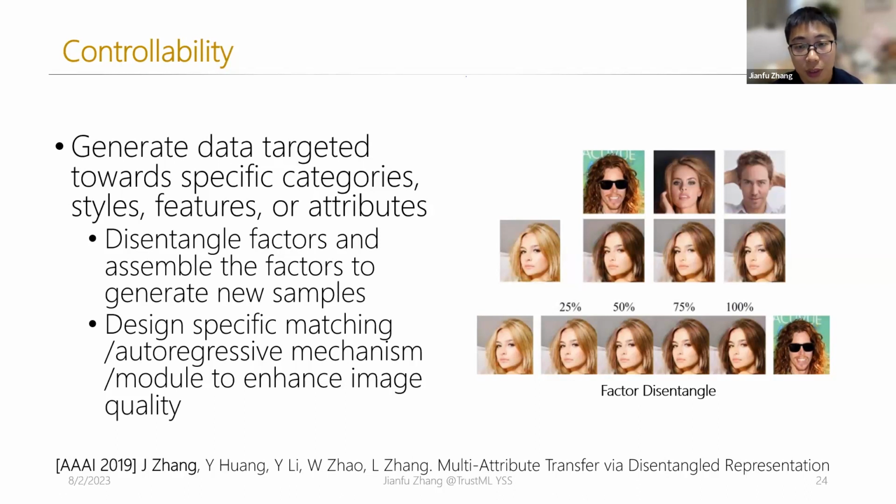Moreover, a controllable image generation model can offer the ability to disentangle factors and assemble them to generate new samples with desired attributes. For instance, we can disentangle factors like hair color and use them to create new images with specific hair colors. Additionally, specific matching and autoregressive mechanisms or modules can be designed to enhance the image quality, leading to better generated samples.